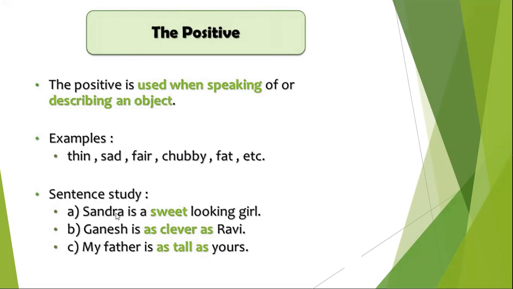We can see the example here. Sandra is a sweet looking girl. Here sweet is an adjective. Ganesh is as clever as Ravi. My father is as tall as Ravi's. Here clever and tall represent adjectives. The positive is used when speaking of or describing an object. In the first sentence, Sandra is a sweet looking girl, we are speaking about the subject, that is Sandra.